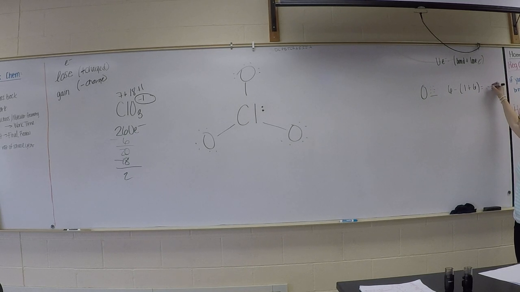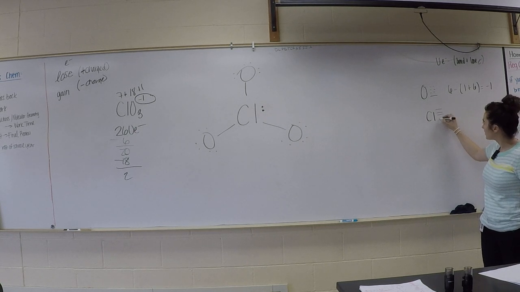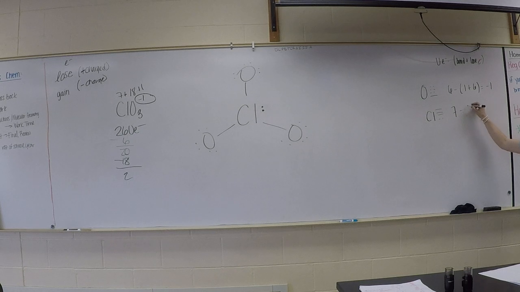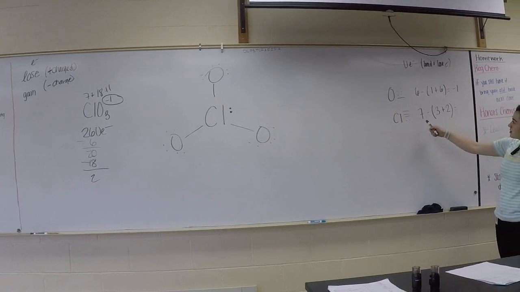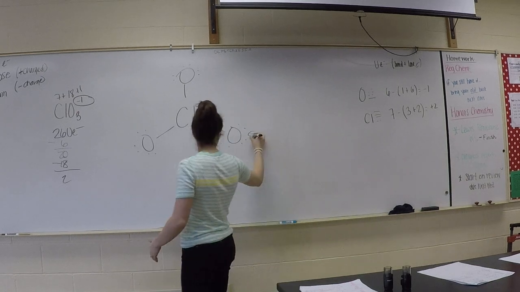That'll be -1. Chlorine, 3 bonds, 1 lone pair. It's going to be 5. 3 plus 2 is 5. It's going to be +2, okay. So each of our oxygens is a -1 charge.